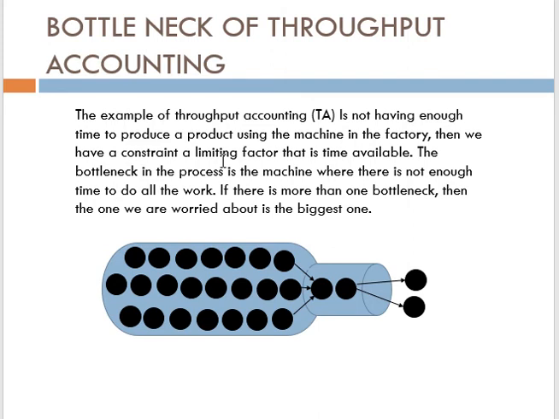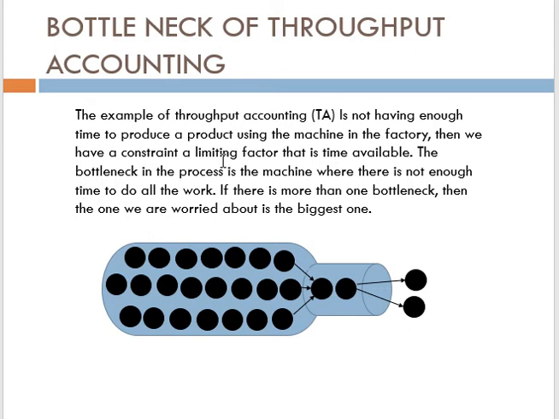So the example of throughput accounting is not having enough time to produce a product using the machine in the factory. Then we have a constraint, a limiting factor, that is time available. So every organization cannot produce the product at the given time. It can be due to the machinery, as it consumes time, or it can be due to labor issues, where the product cannot be produced at the specific time. So there are various constraints which act as a limiting factor for a product to be produced.